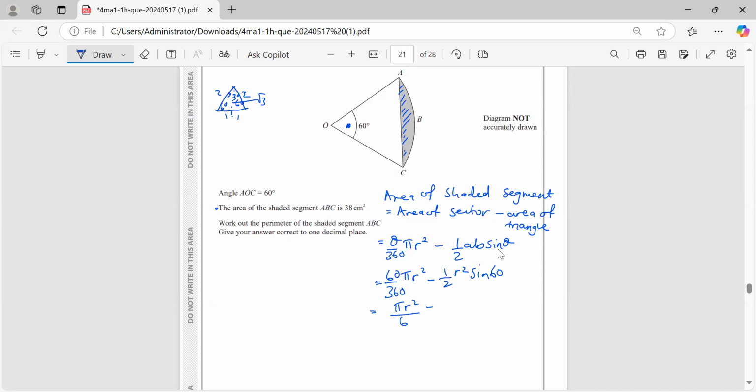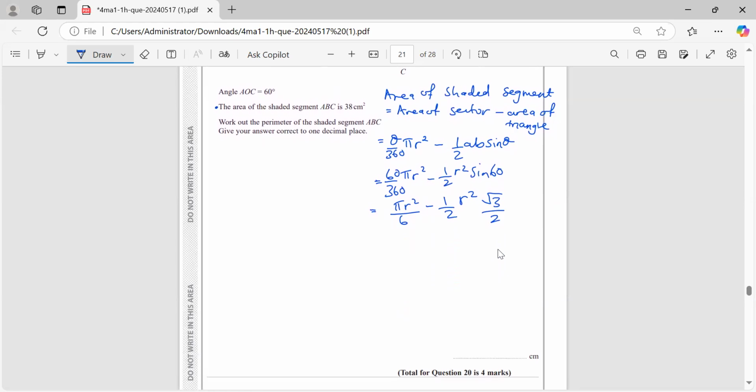If you want to get sine 60, you know that sine is equal to opposite over hypotenuse. Let's say you're trying to find this angle right here. So the opposite will be root of 3 over your hypotenuse, which will be 2. So half R squared sine 60 is root 3 over 4 times R squared.